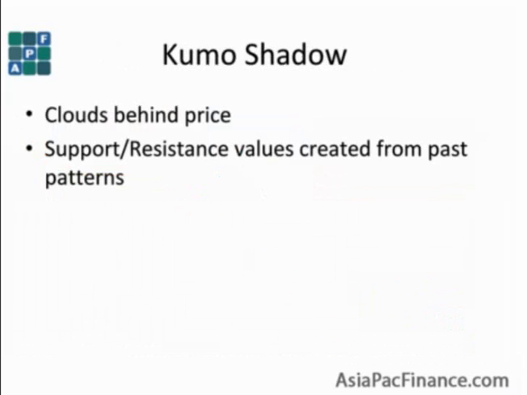The next topic we are covering here is the Kumo shadow. This element of the Kumo is seldom taught, and often sounds mysterious. However, Kumo shadows are very simply clouds that exist behind price. This is something new, because we have so far only discussed current and future clouds. However, the cloud behind also provides us with useful support and resistance levels. We will show you next.